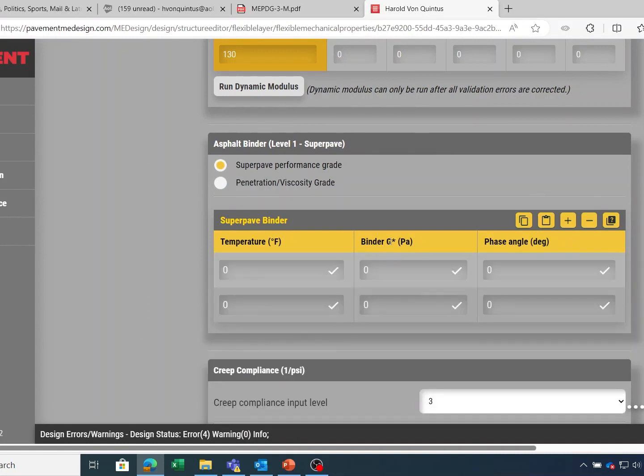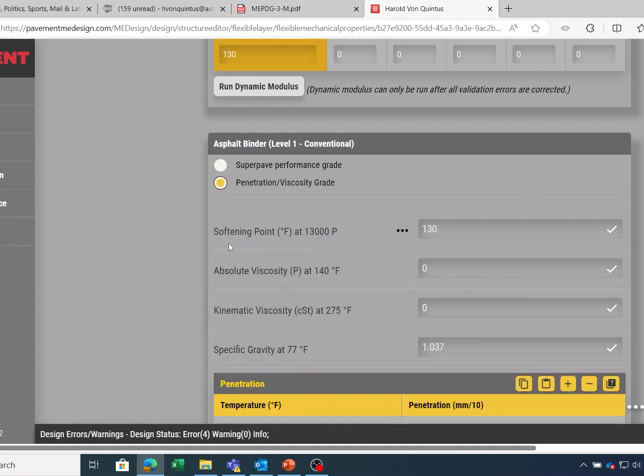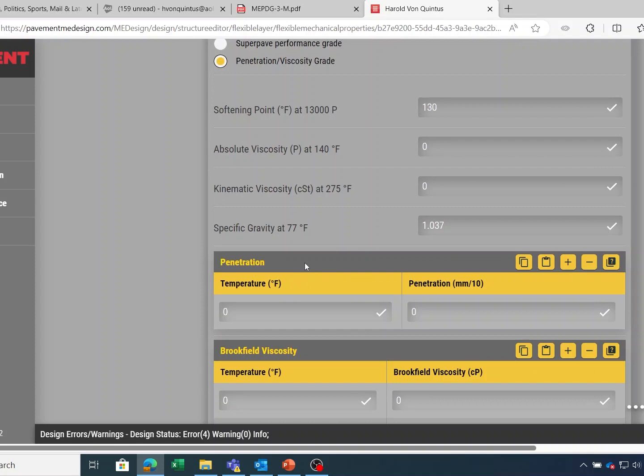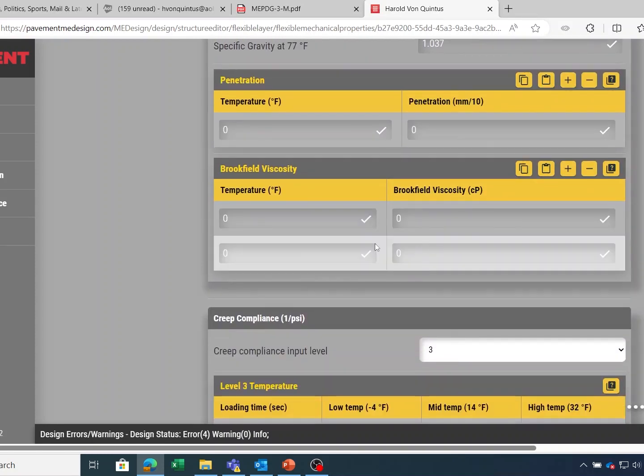For the Asphalt binder, input level 1, basically very similar to input level 2 Asphalt binder, where multiple temperatures can be used for measuring the shear modulus of the binder at different temperatures, as well as the phase angle at those temperatures. The user can also enter the penetration viscosity grade, as previously mentioned, using input level 2, which is the same.